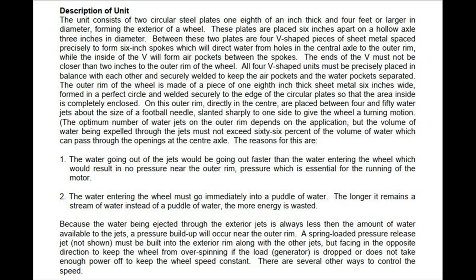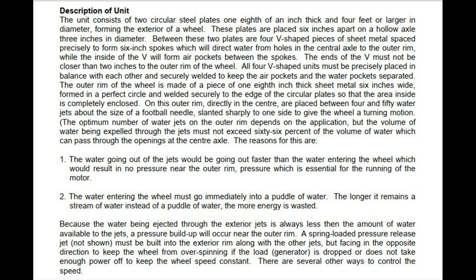The outer rim of the wheel is made of a piece of 1/8 inch thick sheet metal 6 inches wide, formed in a perfect circle and welded securely to the edge of the circular plate so that the area inside is completely enclosed. On this outer rim, directly in the center, are placed between 4 and 50 water jets about the size of a football needle, slanted sharply to one side to give the wheel a turning motion.